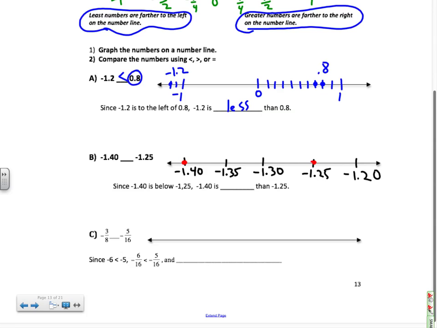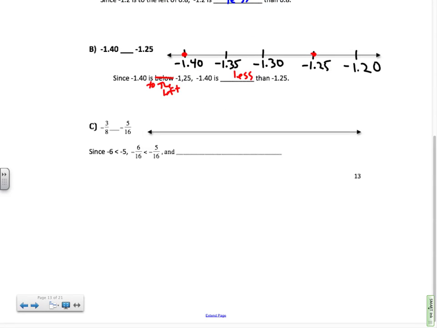So we can see that since -1.40 is to the left, it is less than -1.25. Finally, let's look at fractions. We have two negative fractions, so we're going to have to give this some thought again. The denominators are different, so we have to remember how to find a common denominator. Since we can change 8 into 16, we're going to change our -3/8 into 16ths, so then we can compare the numerators.